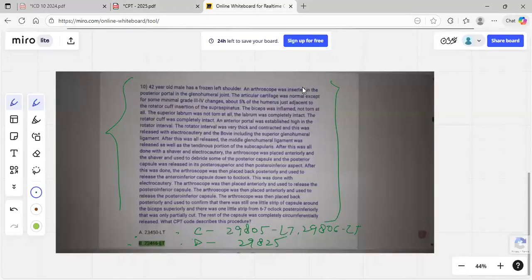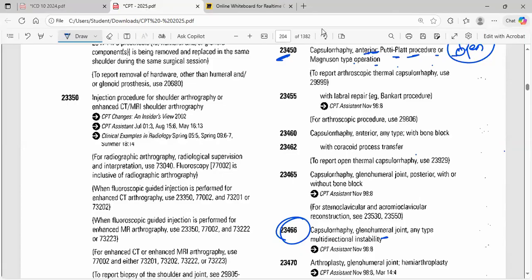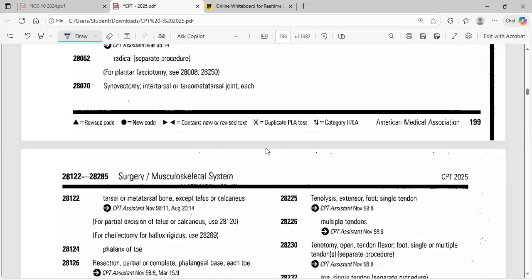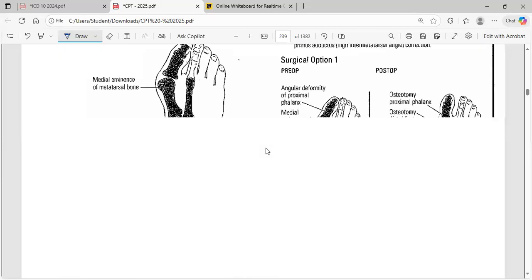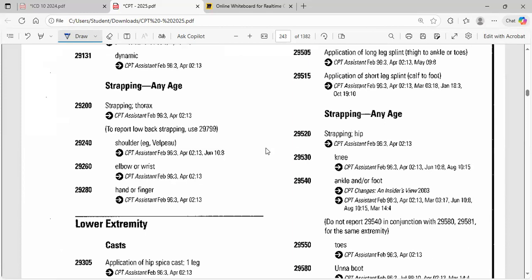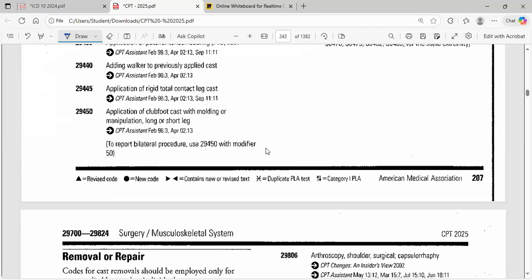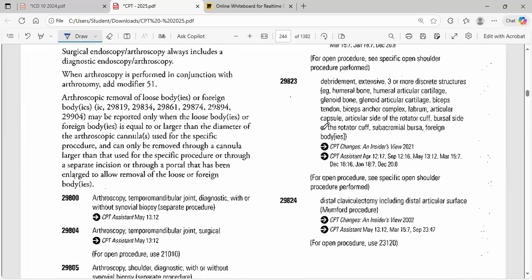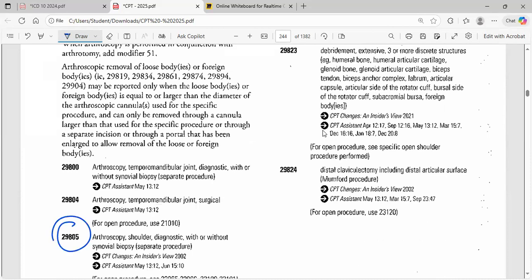Next, we have the options for the arthroscopy, 29805 and 29825. Now, let's see the difference between 29805 and 29825. 29805 is a diagnostic procedure. So for diagnostic, we have a specific guideline.